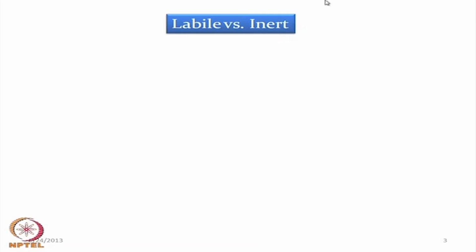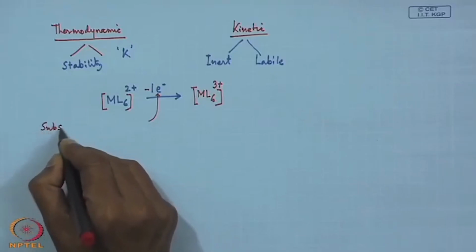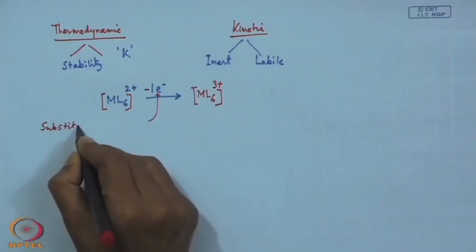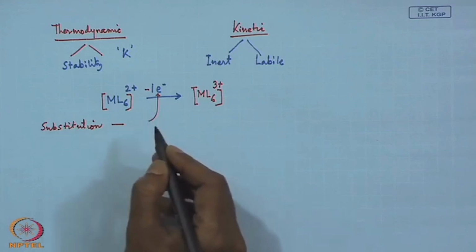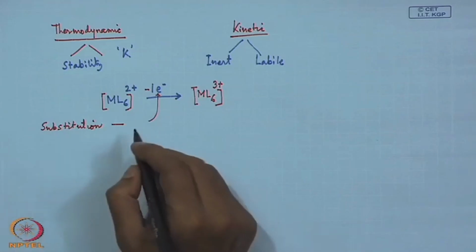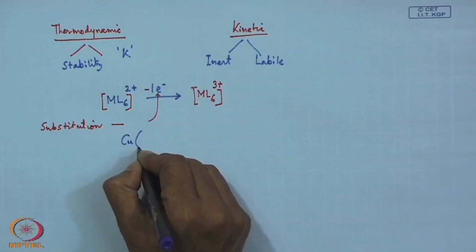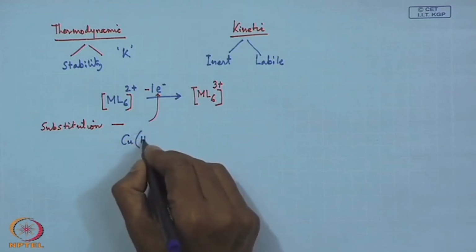So, how we get this particular reaction, if we talk about the substitution reaction, and what we find for a particular copper compound which is hexaaqua.